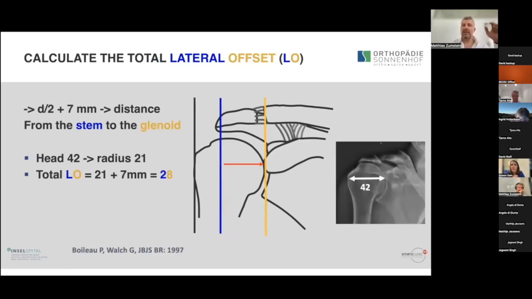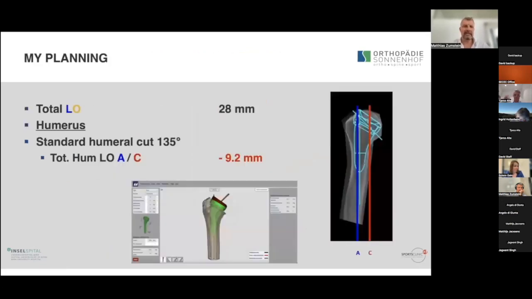So I always calculate this lateral offset individually, because in smaller patients you have to lateralize less to be completely anatomic compared to bigger guys and bigger shoulders. For example, here the total lateral offset, the distance from the stem to the glenoid, is 28. And that's why I know my prosthesis details. My humeral lateral offset of the prosthesis is 9.2.